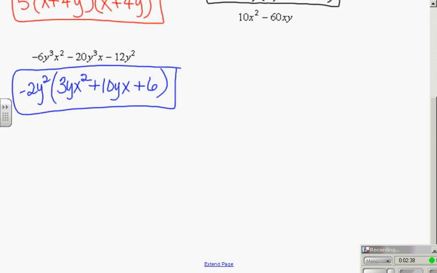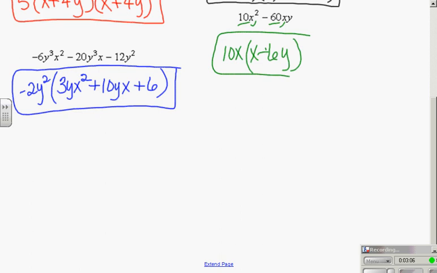Our last example looks like a common factor example. I see a common factor of 10, and I see a common factor of x in both of them. And when I take 10x squared and divide it by 10x, I'm left with x. And when I take 60xy and I divide it by 10x, I'm left with minus 6y. That cannot be simplified, and so that is the final answer.